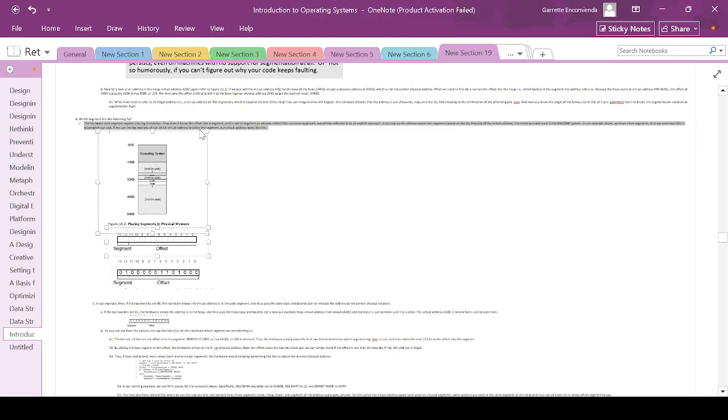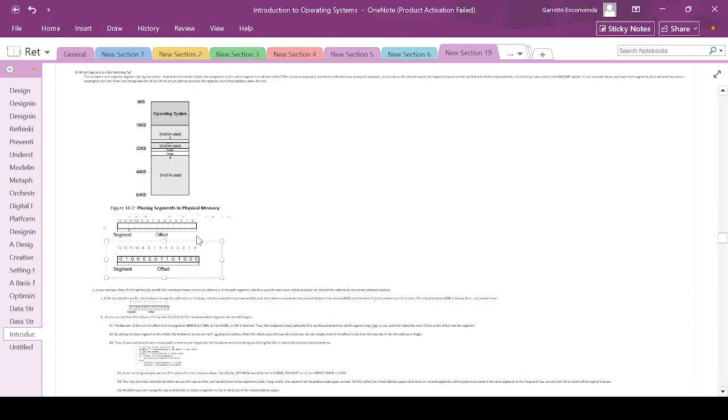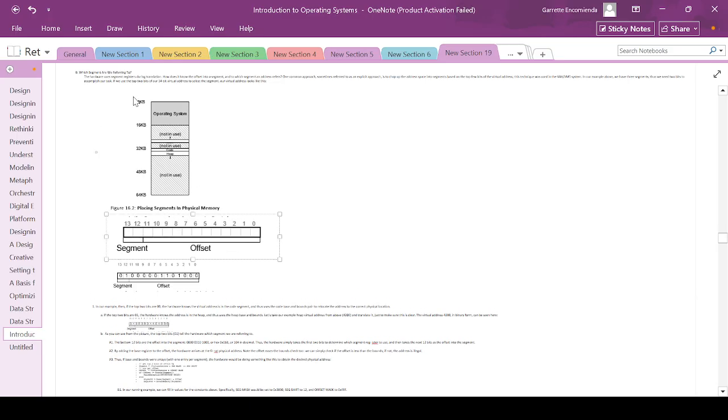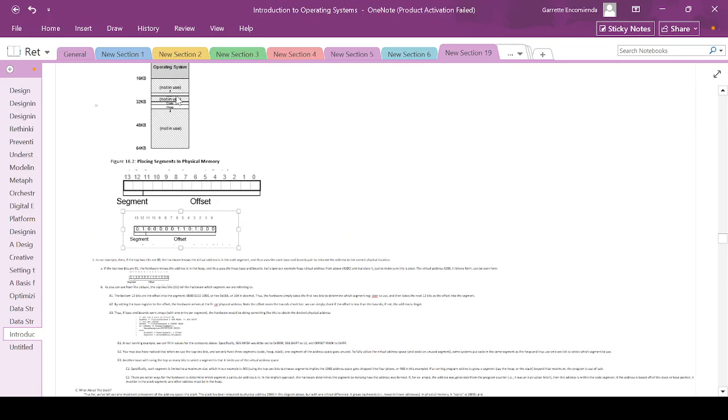If we use the top 2 bits of our 14-bit virtual address to select the segment, our virtual address looks like this. Since we have 3 segments, we need 2 bits to accomplish our task. So this is the segment and then this is the offset, and our virtual address will look like this: 01 is the segment, and this is the offset. So this is how you place the segment in virtual memory.